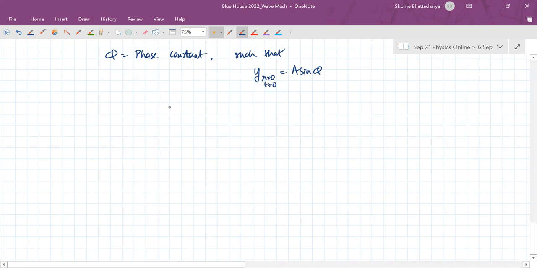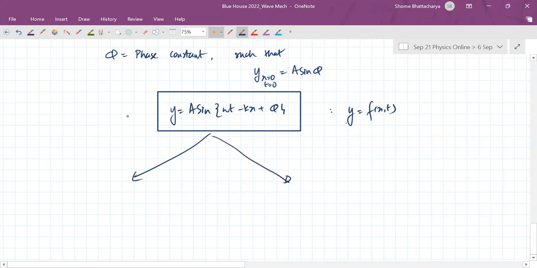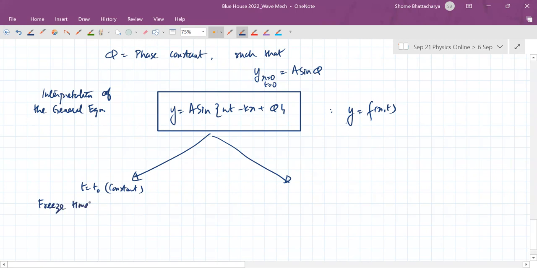Now the general equation, which we have written like this, we will see that there are two ways of interpreting it. After all, it is a function of x and t. One way of interpreting the general equation is that we can keep the value of t equal to some constant t naught. So basically what we are doing is freezing time in the equation. Then the equation becomes a function of x.